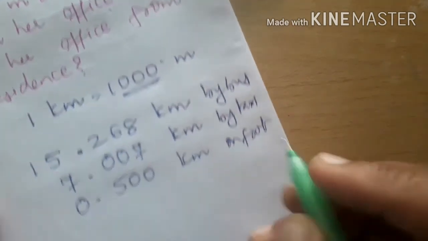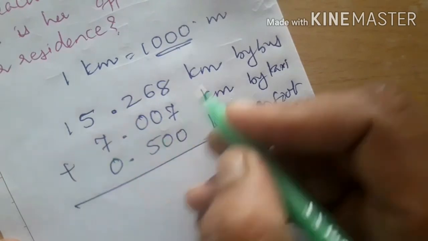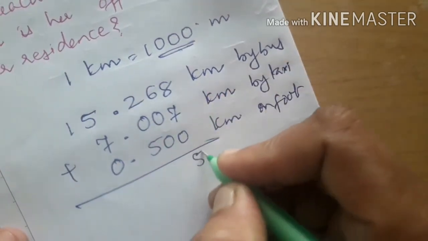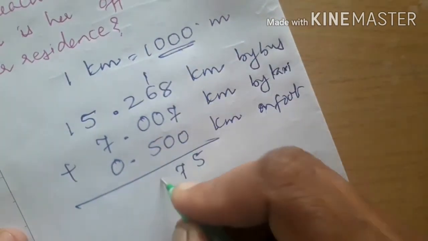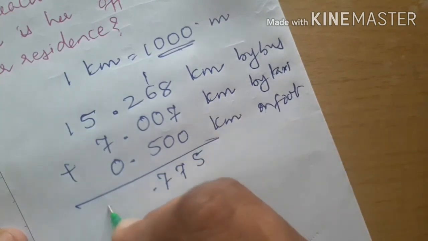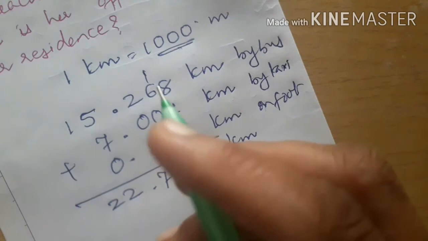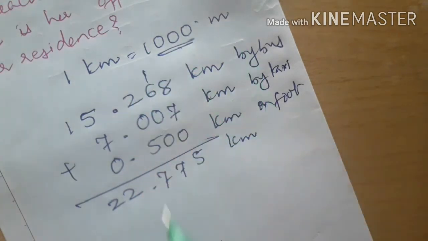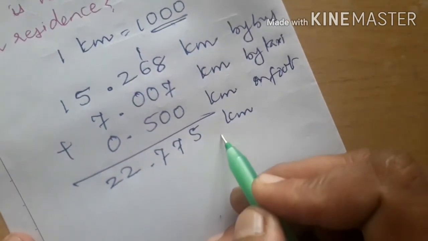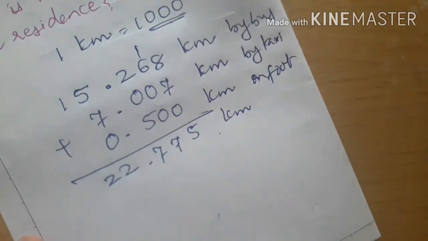So how much is the total distance covered? I will add up. So here 8 and 7 is 15. This is 7. This is 7. And 15 and 7 is 22 kilometers. So here her office is this much far from her residence. Okay.